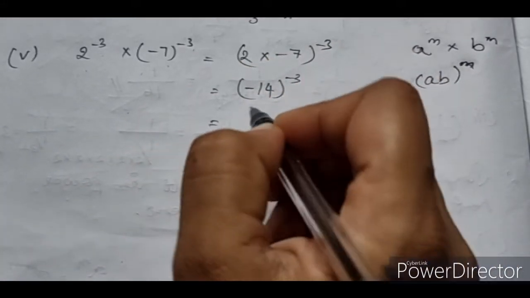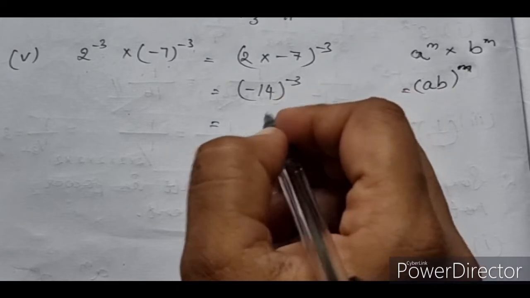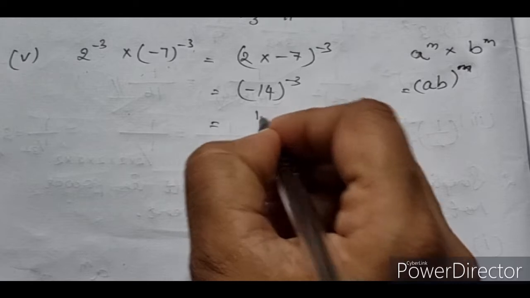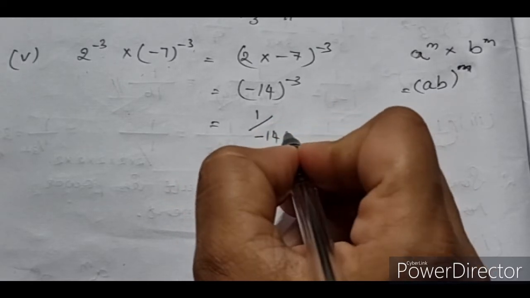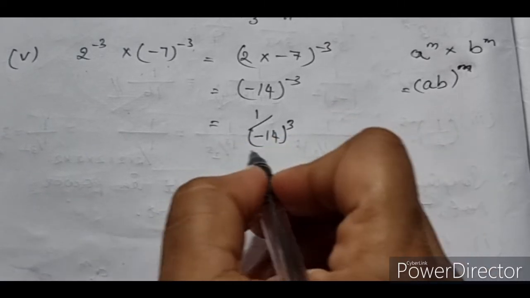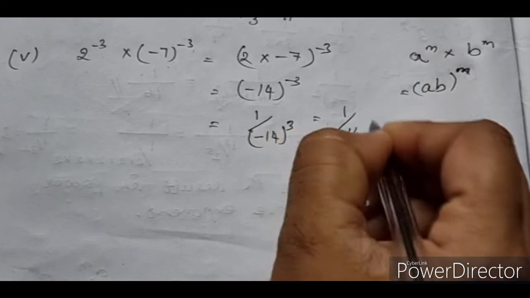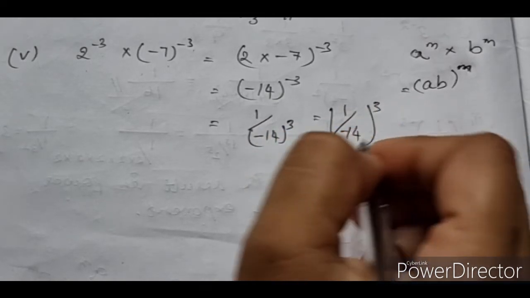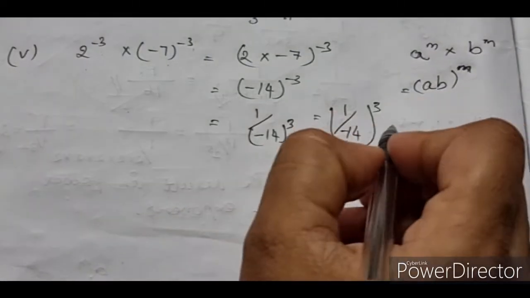So this can be written as, I have to make this power positive. To make the power positive, I am doing a reciprocal and this becomes 1 by (-14)^3. You can write it this way, or it can even be 1 by (-14) to the whole power 3. This is the answer.